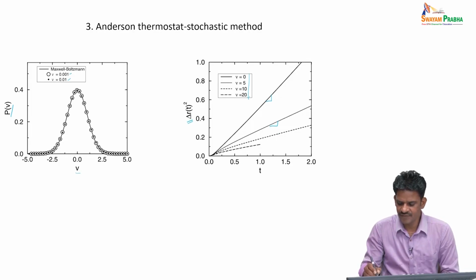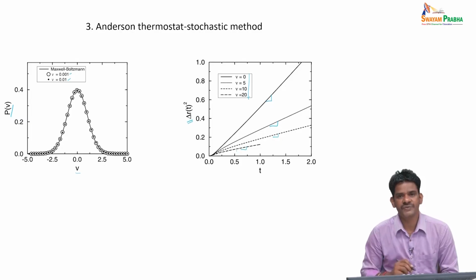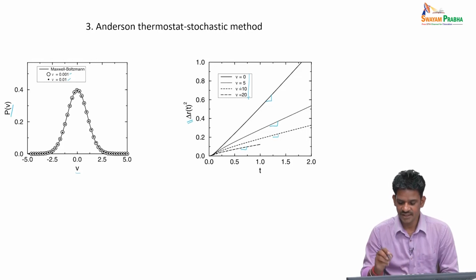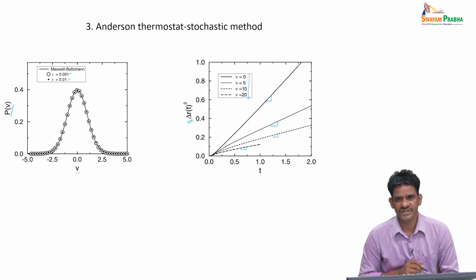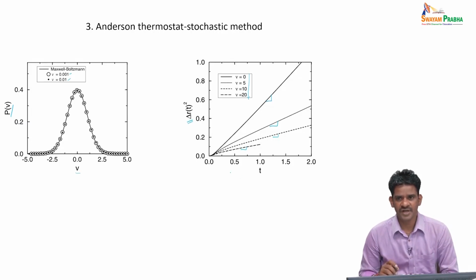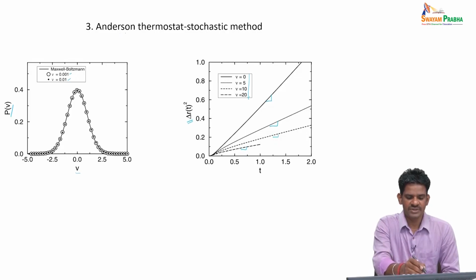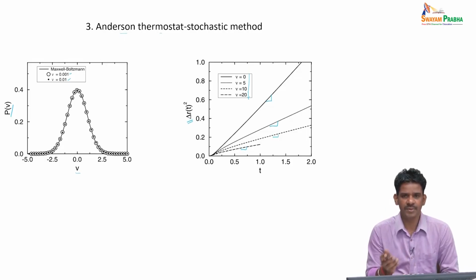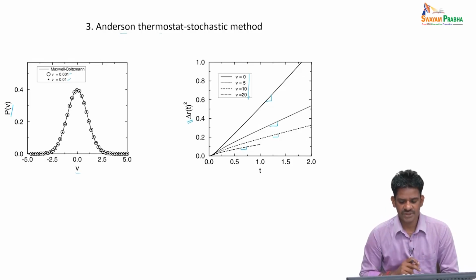The slope will give you the diffusivity, and you would ideally expect that this diffusivity should be independent of this parameter nu. But in this case, you see that the diffusivity that we calculate is a strong function of the frequency parameter. Because of this, when you want to look at some transport property or dynamical property, we do not use this Anderson thermostat, or we have to look specifically at such a dependence and then decide. As far as equilibrium properties are concerned, this method works just fine.